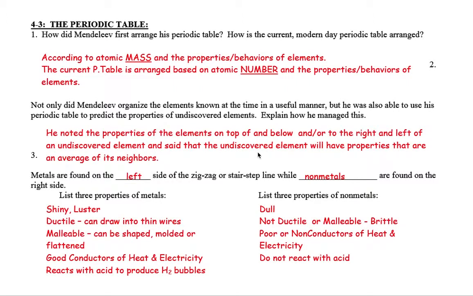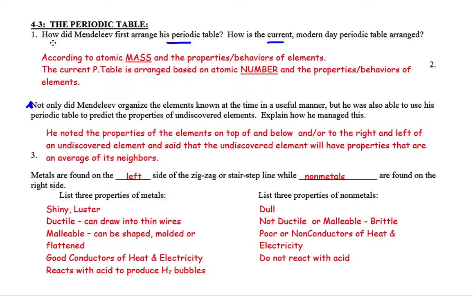So let's talk about section 4-3, the periodic table. Now Mendeleev is a guy who gets credit for coming up with the first periodic table. It wasn't perfect, and it's a little different than the current modern day model, but he was onto something, and he gets credit for it. We'll talk about why in the next little question here.